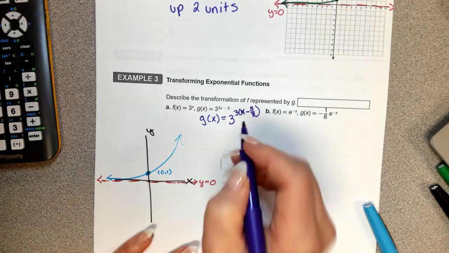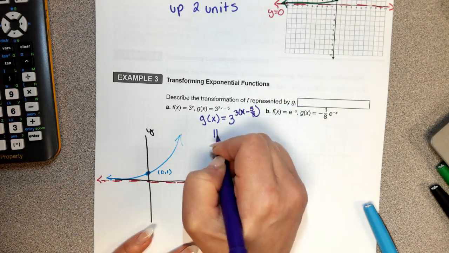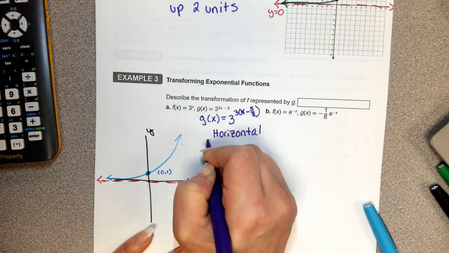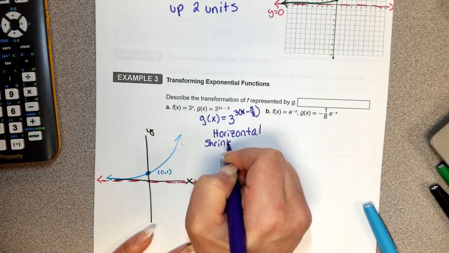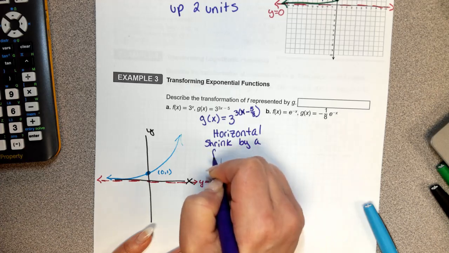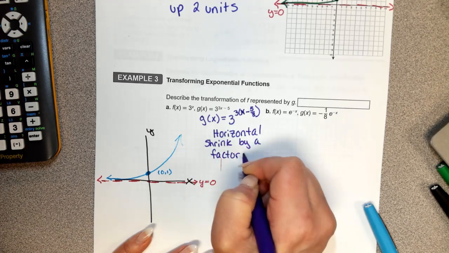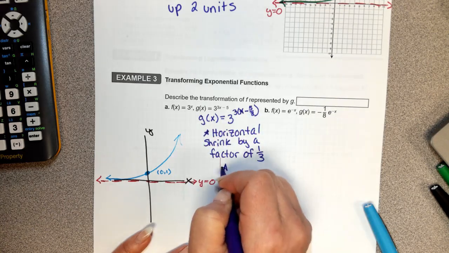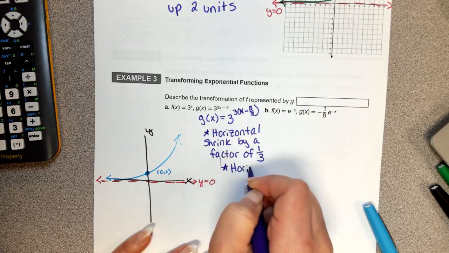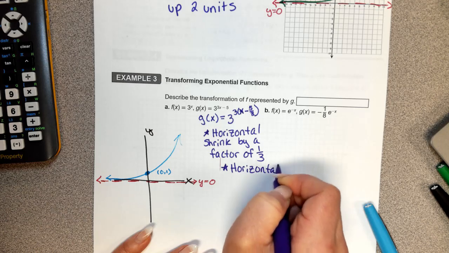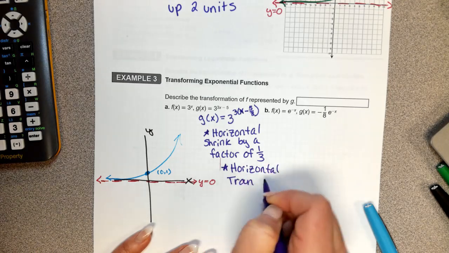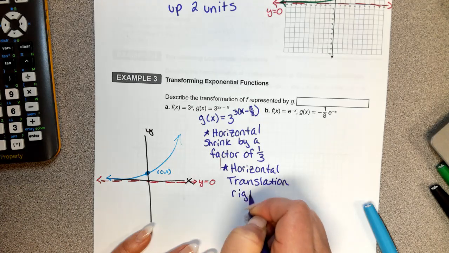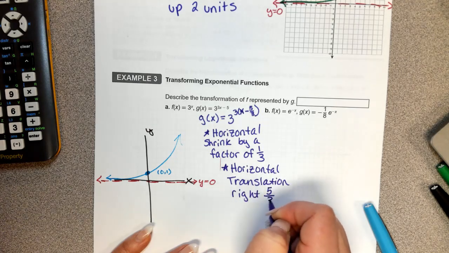So what I actually have is a horizontal shrink by a factor of 1/3. So that's the first one. And then I also have a horizontal translation right. It's going to go right 5/3.